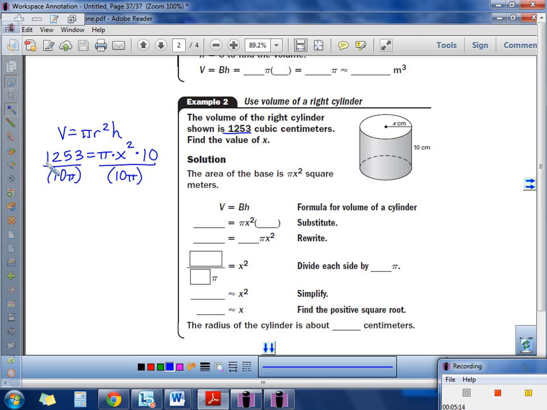So on your calculator, you should be able to do 1,253 divided by 10 pi. I'll give you a second to do that. All right, we get 39.88 equals x squared, but we're trying to get x alone. I don't want the square with it. How do I get rid of the square term? Square root each side. And x is going to be 6.32. And the units are centimeters.